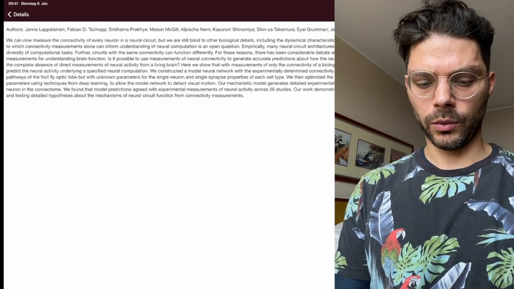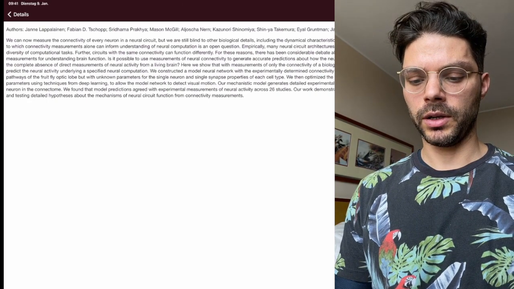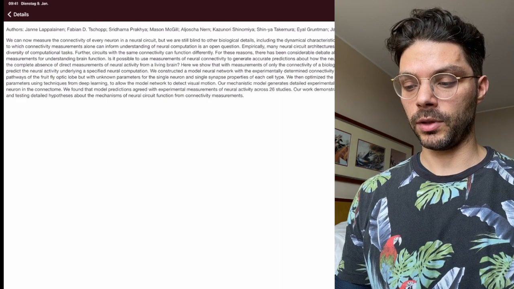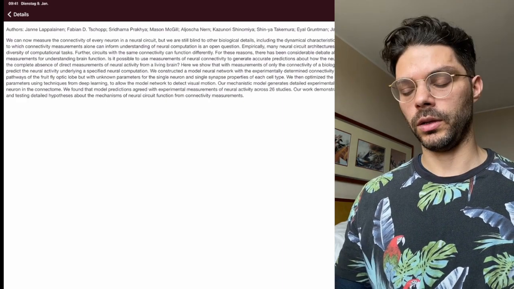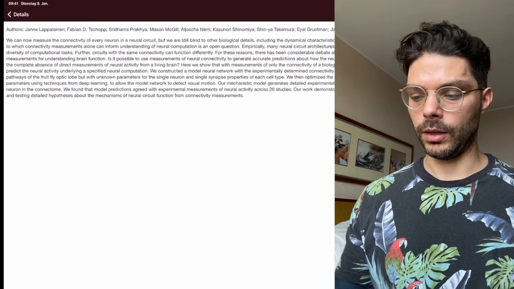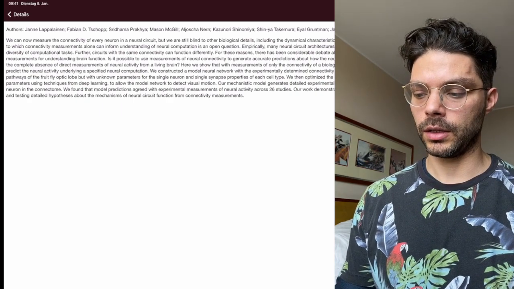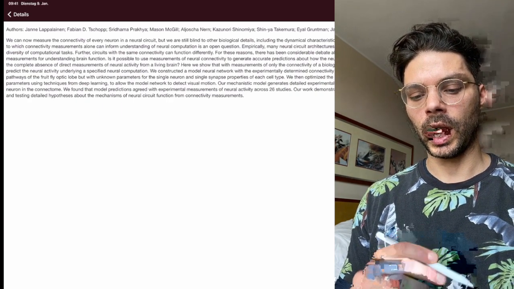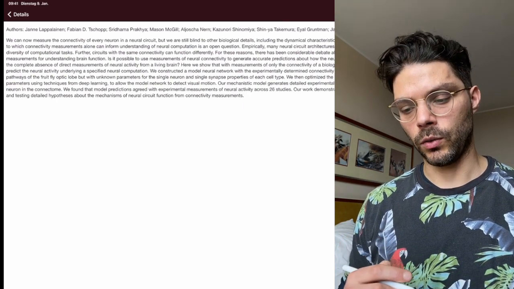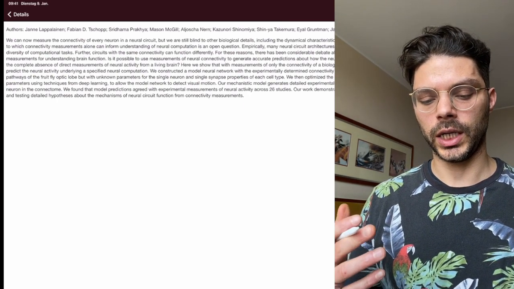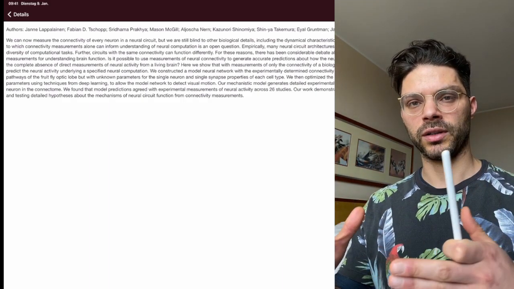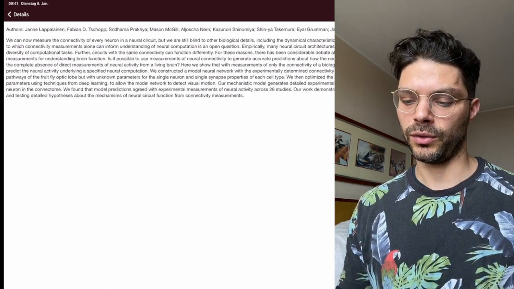Okay, cool. So we can now measure the connectivity of every neuron in a neural circuit, but we are still blind to other biological details, including the dynamical characteristics of each neuron. So its channels, maybe calcium levels, things like this. The degree to which connectivity measurements alone can inform understanding of neural computation is an open question. That's right, because dynamics are a function of connectivity, but then also the particular characteristics of each neuron. So connectivity is not the whole story.